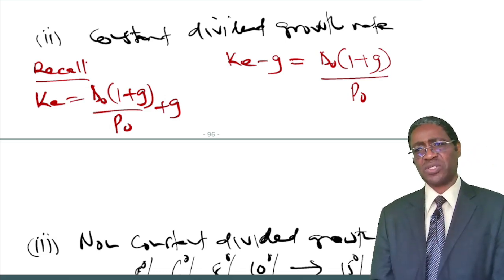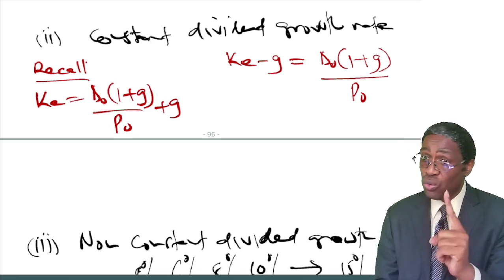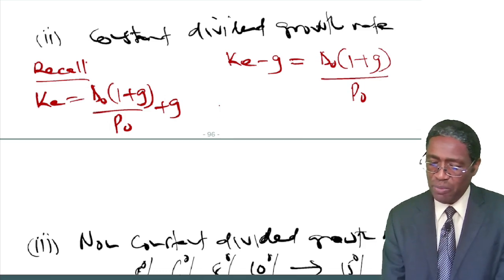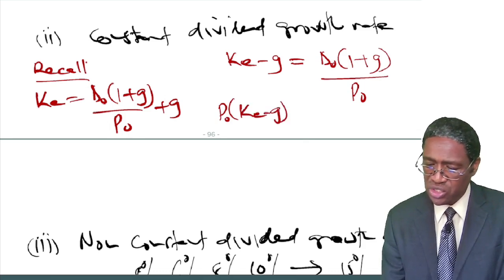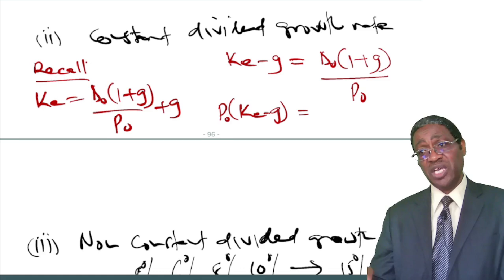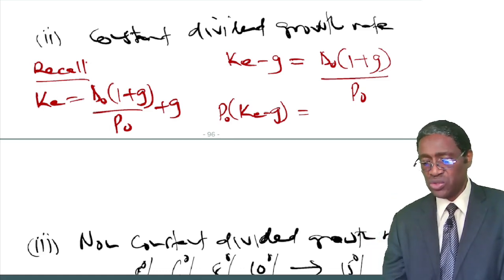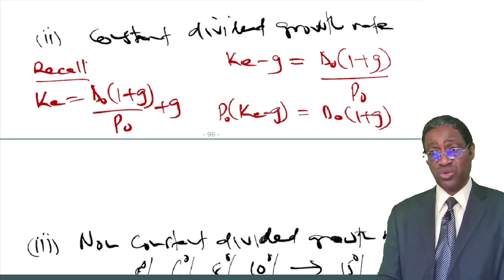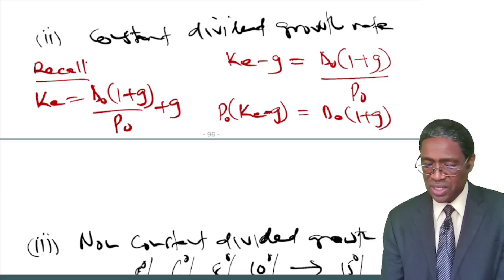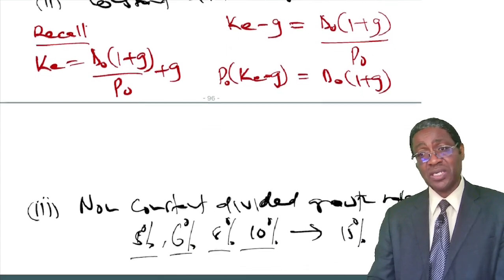What can I do next? I can now multiply both sides by P0. If I multiply both sides by P0, this will be P0 into KE minus G, equal to, the P0 on the right side will go, so this will remain with D0 into 1 plus G. Of course, you know that calculation. Good. Now I want to make P the subject.